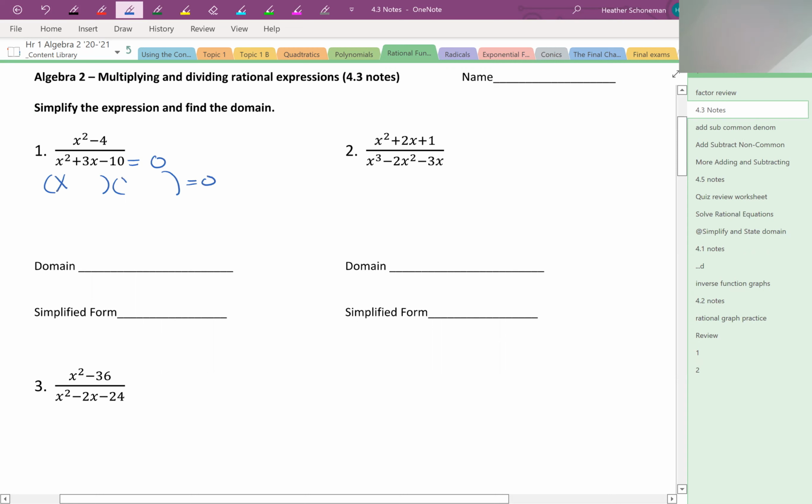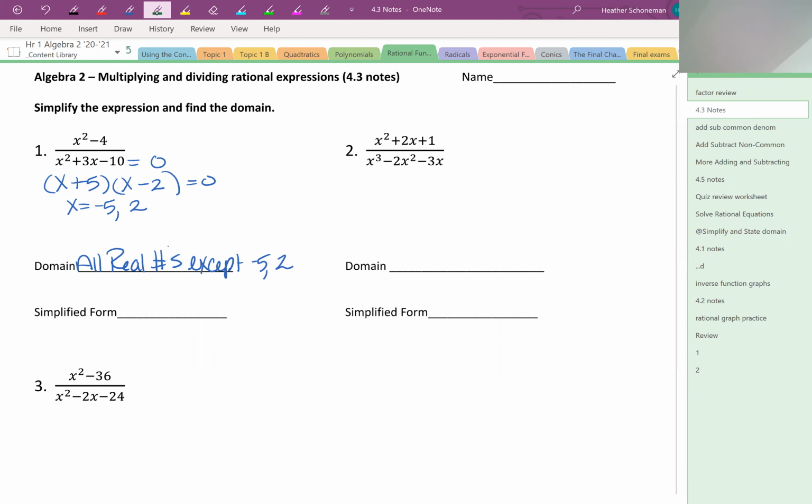So the two numbers that multiply to -10 and add to 3 would be +5 and -2. So when we solve, we get -5 and +2. So our domain is all real numbers except -5 and 2. Okay.